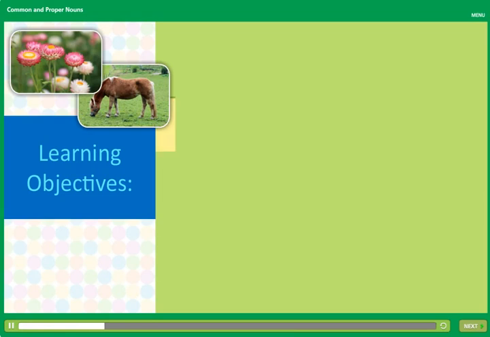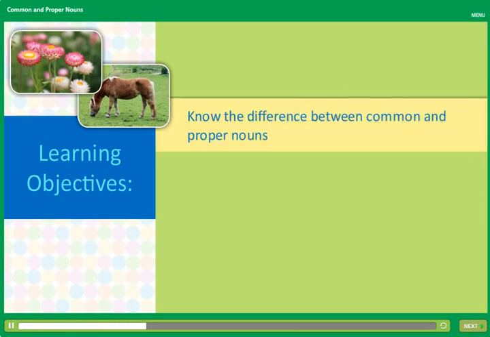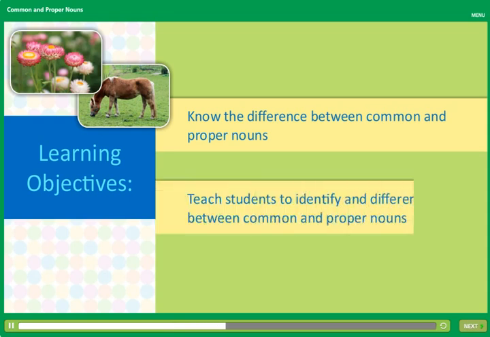At the end of this lesson, you will know the difference between common and proper nouns. You will be able to teach your students to identify common nouns, proper nouns, and differentiate between them.